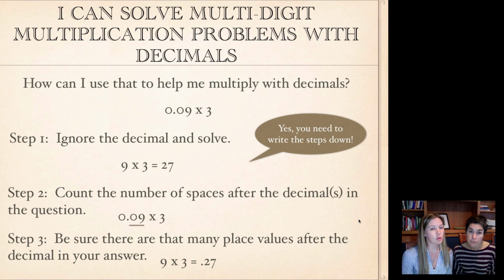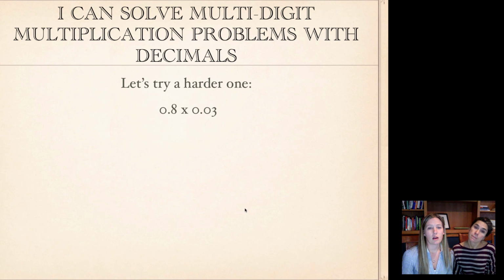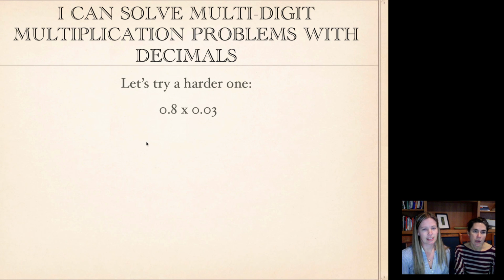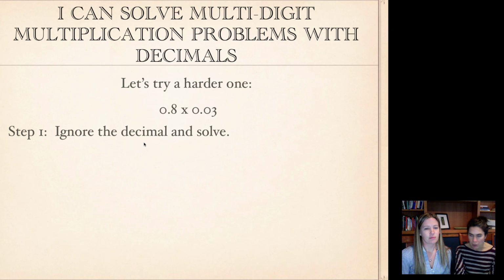What becomes a little more complicated is when you have a double decimal. We'll walk you through this one, because you're going to notice that this time we have a decimal here and a decimal here. Harder? Don't panic, because you're still going to apply step 1. Just ignore the decimal for now and solve just the numbers. So we have 8 times 3 equals 24.